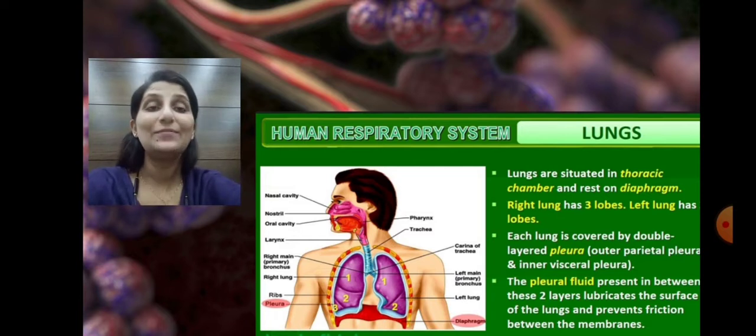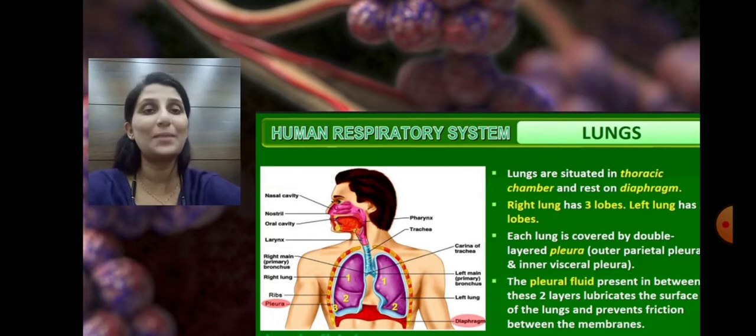And when does this friction happen? Membranes of the lungs move at the time of inhalation and exhalation. And during this time, there are chances that there can be friction. So in order to prevent friction, the space in between the membranes is filled with a pleural fluid which prevents friction between the membranes.